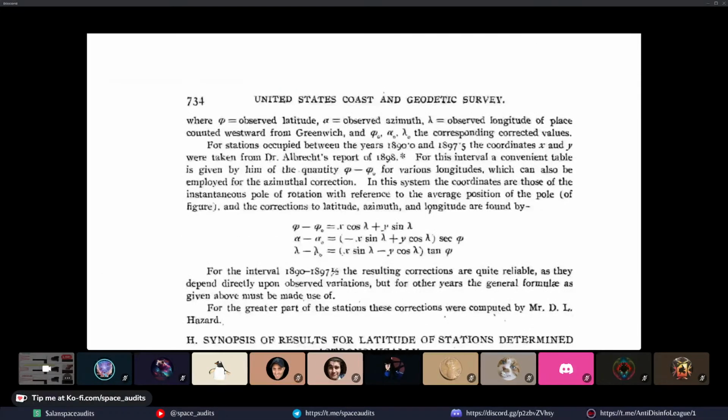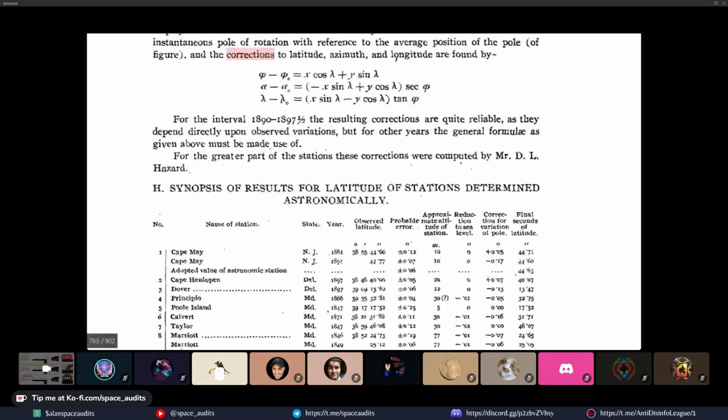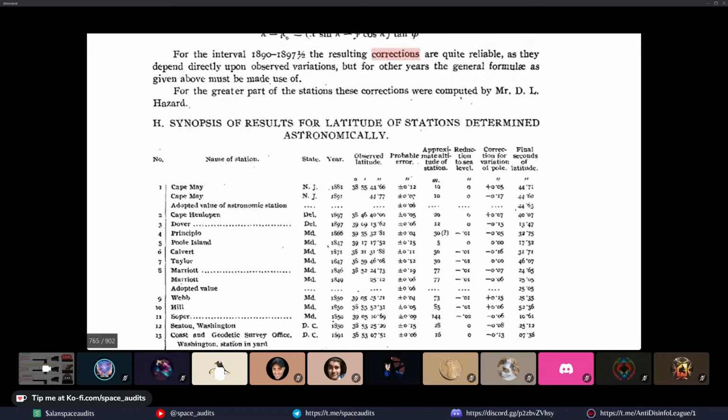"The coordinates of the instantaneous pole of rotation with reference to the average pole." So again, corrections to latitude, azimuth, and longitude. So what are they measuring? It looks like they're doing more correcting than measuring. "The resulting corrections are quite reliable, as they depend directly upon the observations." So, observed latitude, your error rate, what you should correct it to, so that we can give you our correction for the spherical coordinate adjusted latitude. This is insane.